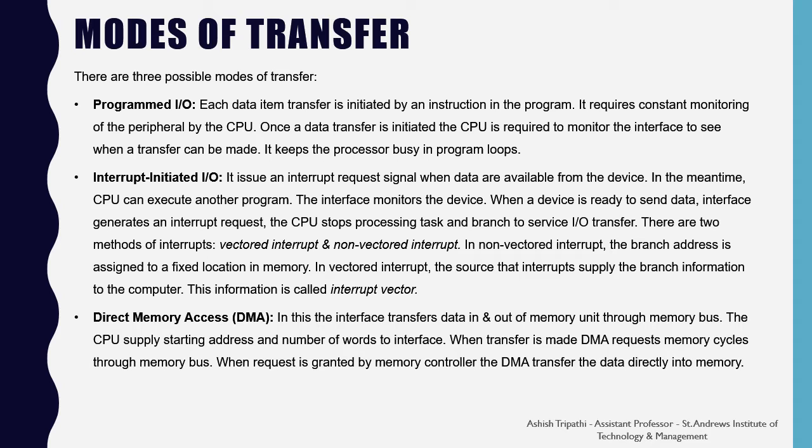Direct memory access, DMA. In this, the interface transfers the data in and out of the memory unit through the memory bus. The CPU supplies the starting address and the number of words to the interface. When transfer is made, DMA requests memory cycles through the memory bus. When the request is granted by the memory controller, the DMA transfers the data directly into the memory.